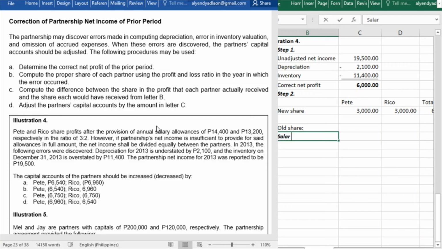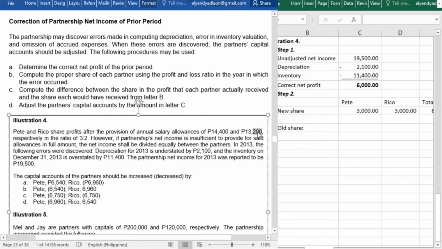Now to compute the old share, let us see if the old share is sufficient for the salary allowances. If you remember, the total of our salary allowances is 27,600. So how much was the old or unadjusted profit? That is 19,500. So it is not sufficient for the salary allowances. So what we are going to do is simply divide it equally. So for the old share, they are still equal. Then for step 2, to compute the proper share of each partner, that is 3,000 each.